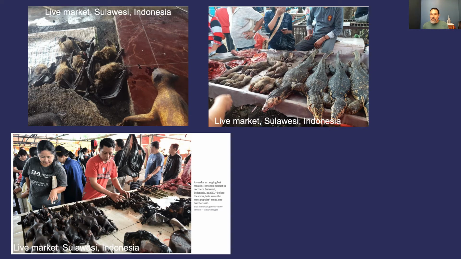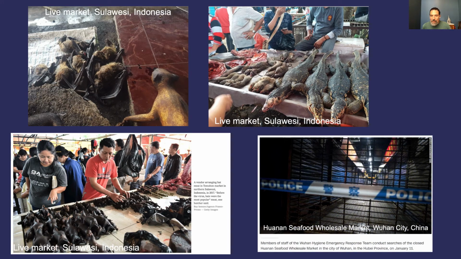And as we saw in the last session, most of the recent major emerging infections originated from animal reservoirs, including HIV, Ebola, West Nile virus, Zika, SARS, MERS, and now SARS-CoV-2. The Huanan seafood wholesale market in Wuhan, China, shown on the bottom right, has since been closed as an outbreak control measure there.